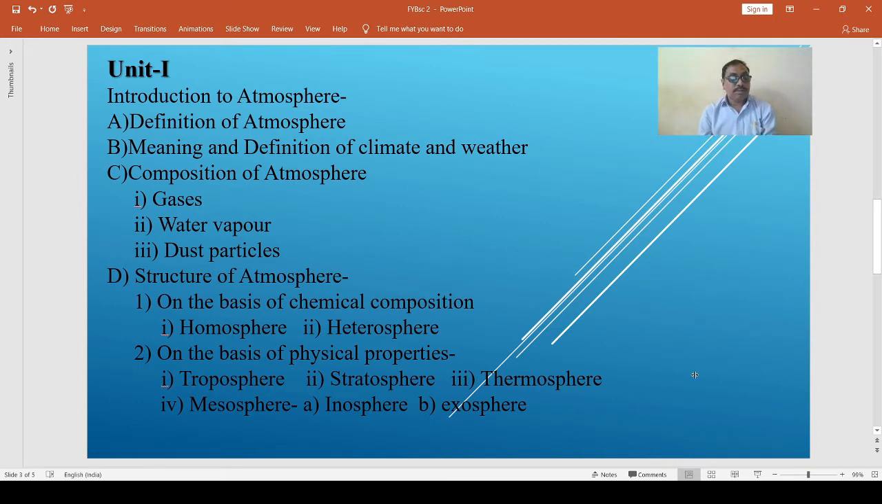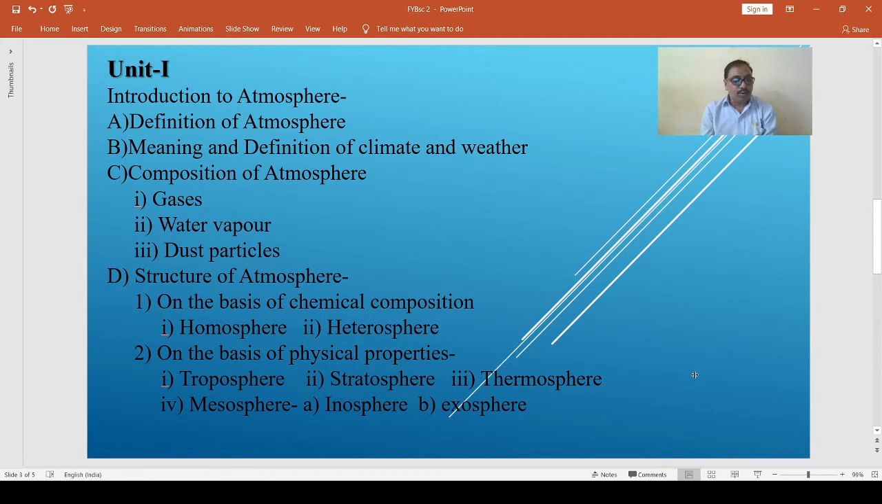The second unit is about insolation and temperature, where we have to study meaning and definition of insolation, solar constant and albedo of the earth. Then distribution of insolation, where we have to study factors affecting the distribution of insolation. Then distribution of temperature, vertical distribution and horizontal distribution.